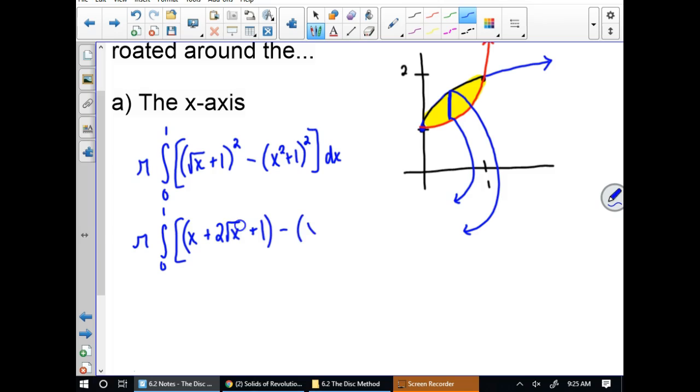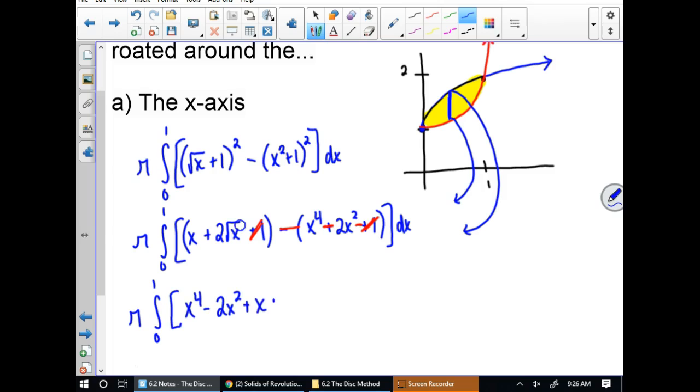And then here we'll have x to the 4th plus 2x squared plus 1. And so the plus 1 and the minus 1 are going to cancel out because we'll be subtracting all of these. So we will end up with, if we put them in order, x to the 4th minus 2x squared plus x plus 2 square root of x.